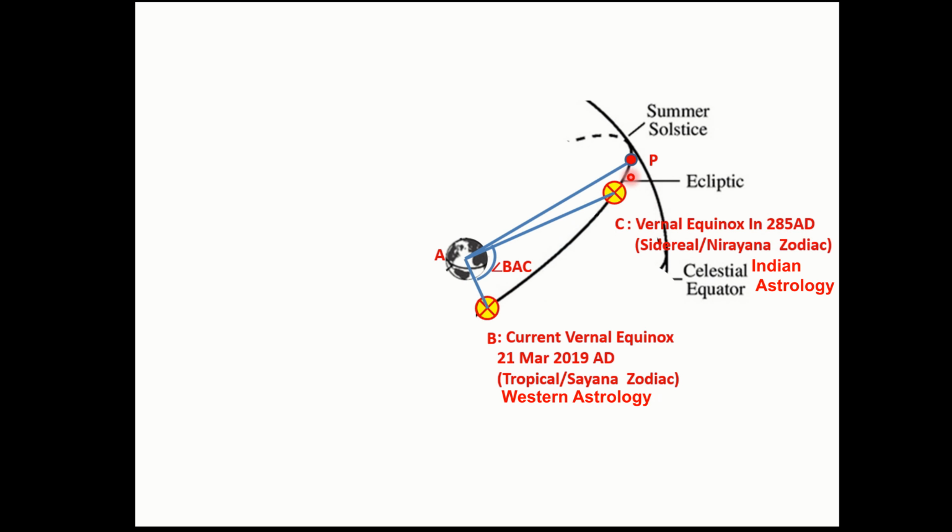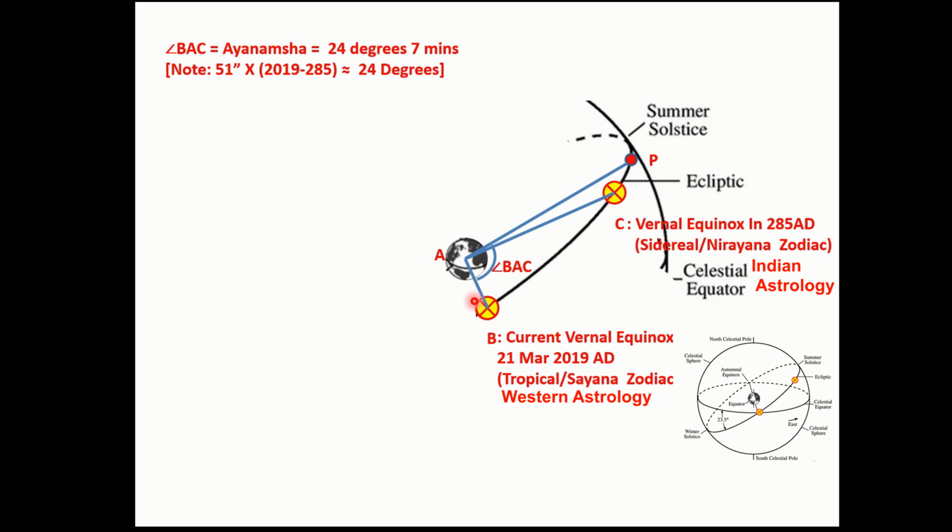And let's place a planet P, a random planet P. You can have maybe Mars or Saturn. You place it here, or you can have a Jupiter being placed as an example planet, and you have angle BAC as the Ayanamsha. So what is Ayanamsha? Ayanamsha is basically the difference between the sidereal and the tropical zodiac. So it's about 24 degrees.